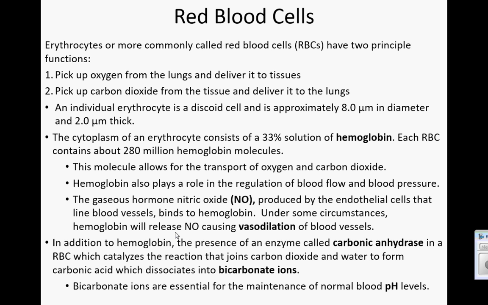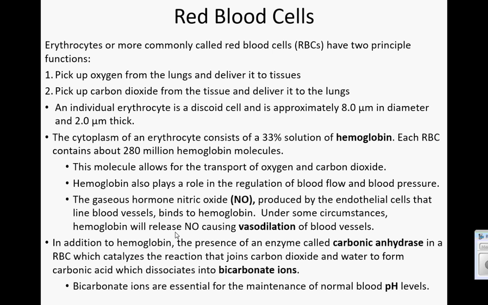First, I want to talk about the most common of our formed elements, which are our red blood cells, or fancily known as erythrocytes. 2 principal functions of erythrocytes: pick up oxygen from the lungs, deliver it to our tissues, and the opposite for carbon dioxide: pick it up from the tissues, deliver it to the lungs.